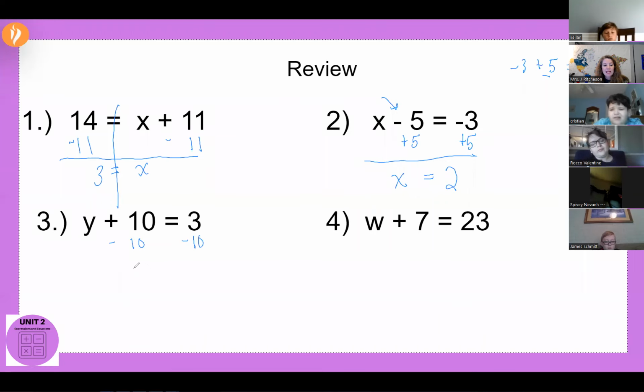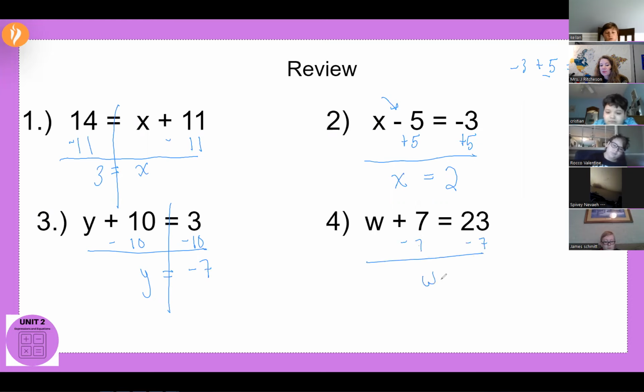Number 3, the opposite of plus 10 is minus 10. Minus 10 from both sides. So our 10s are gone. We have y is equal to 3 minus 10, which is negative 7. And then number 4, the opposite of plus 7 is subtract 7. We're going to subtract 7 from both sides. So w is equal to 16. Who got all those right?